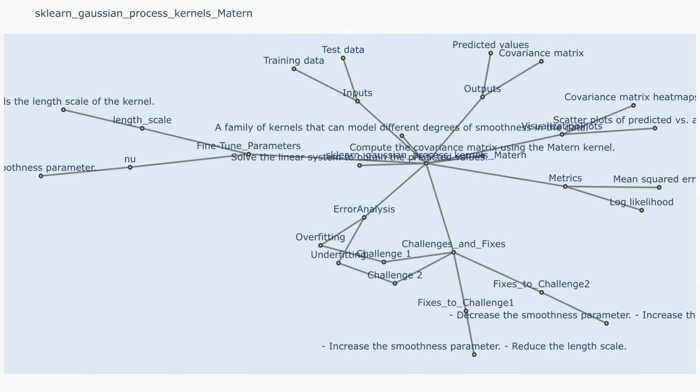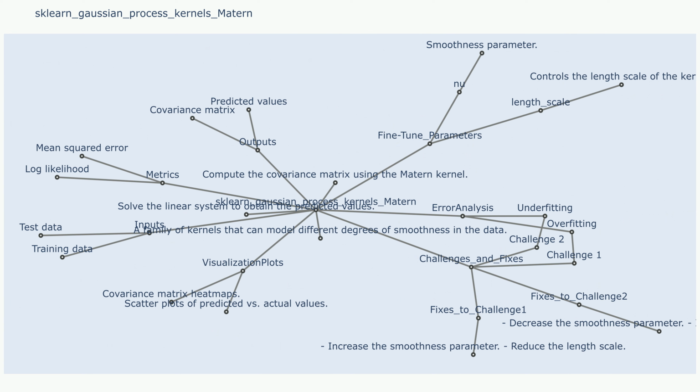Fixes to challenge 1: regularization. Introduce a penalty term in the model's objective function to discourage overly complex models. Cross-validation. Split the data into training and validation sets. Train the model on the training set and evaluate its performance on the validation set.